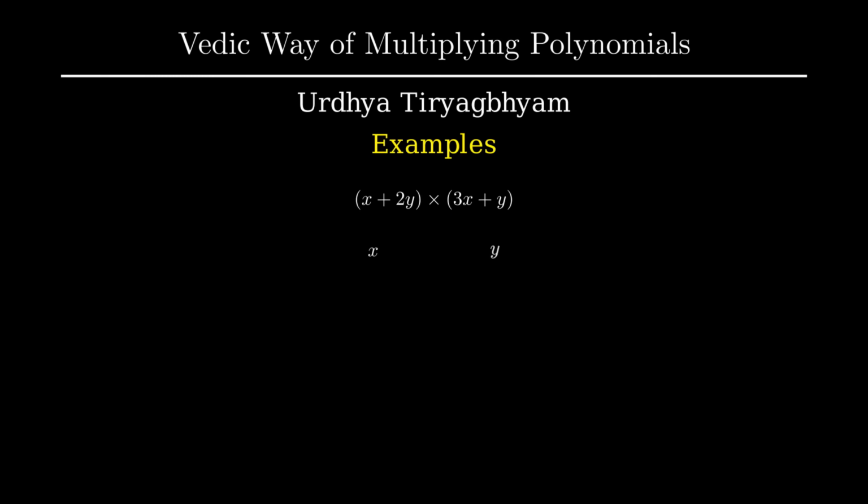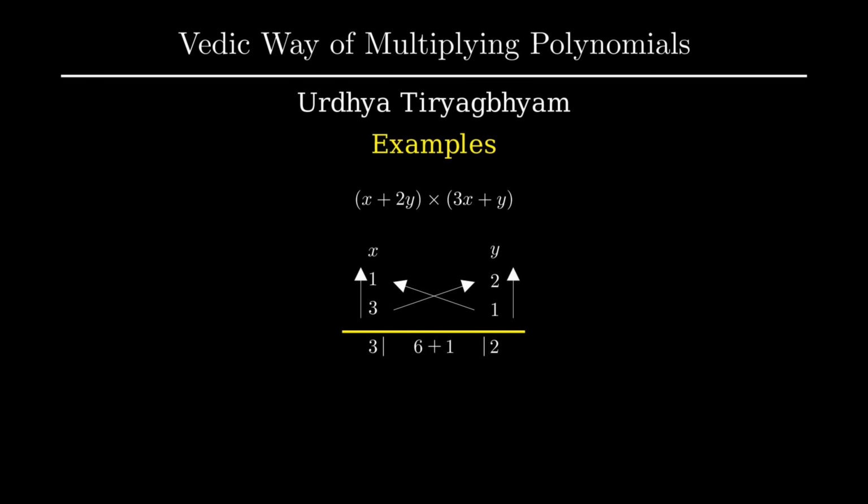Our first step will be to write the variables x and y. Below them, we write the coefficients of the first polynomial, which was x plus 2y. Below them, we write the coefficients of the second polynomial, which are 3 and 1. After this, we will apply the sutra and multiply vertically to get 3 times 1 equals 3. Our next step is to do crosswise multiplication, therefore we multiply 3 by 2 to get 6, and 1 times 1 gives us 1, and we will add these 2. For the last step, we will be having 2 times 1 equals 2.